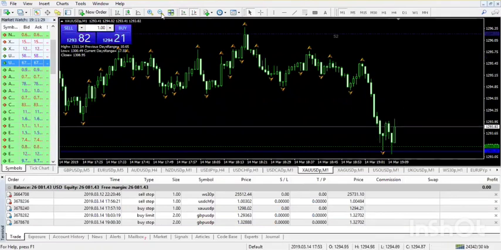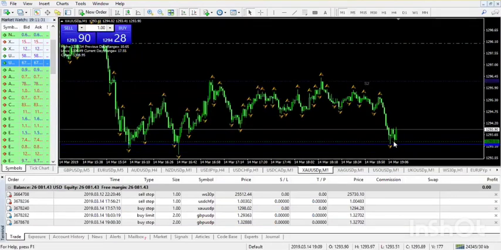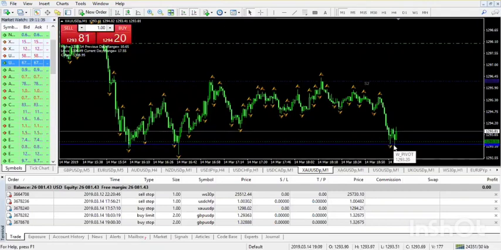Or look at this. This is the gold chart. The gold chart here has given us a swing high candlestick.